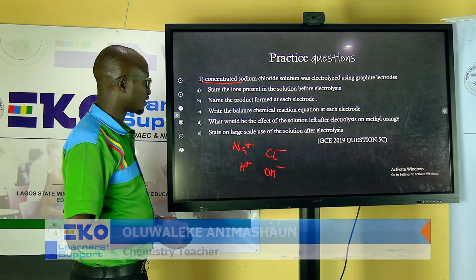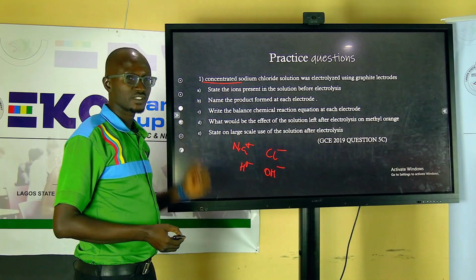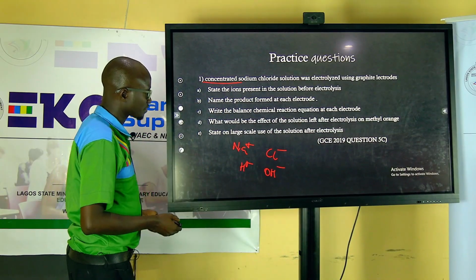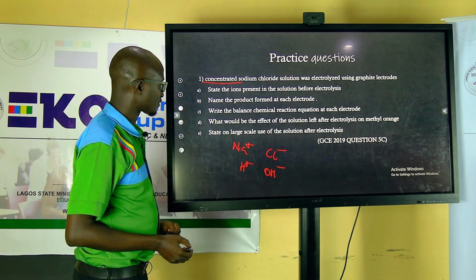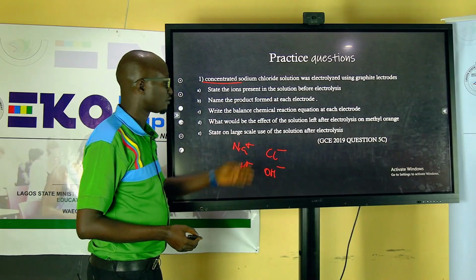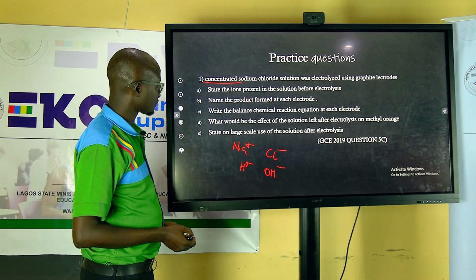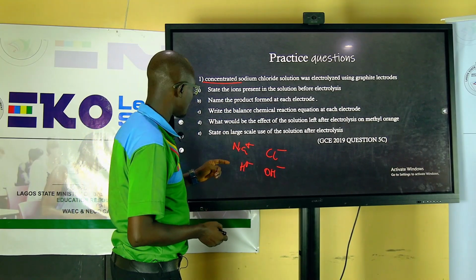Write the balanced chemical equation at each electrode. I believe we already know this. It is what has been displayed to us, what has been taught to us. So the balanced reaction: our hydrogen and chlorine is what's being formed. Thank you very much for your good responses.